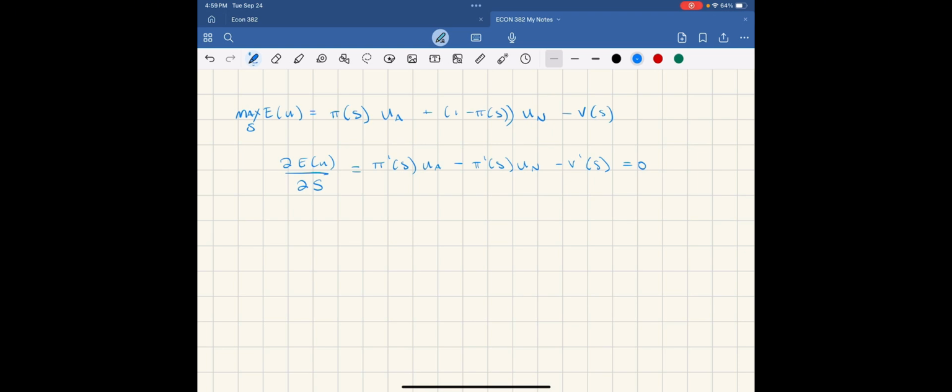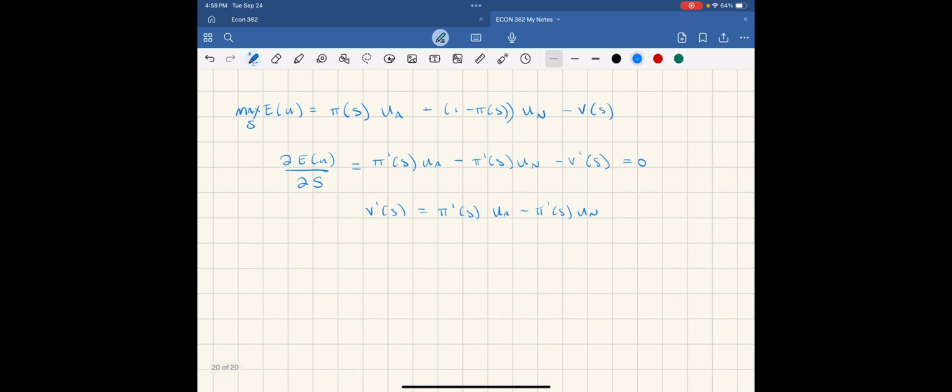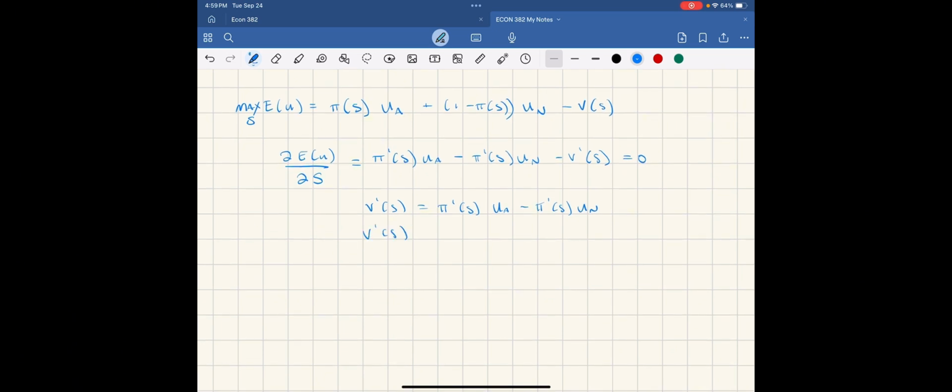So once we get that, we can then rewrite this equation by bringing the v prime to the other side. So v prime of s is equal to pi prime of s times the utility of accident, minus pi prime of s times the utility of no accident. We can factor out a negative pi prime. So v prime of s is equal to a negative pi prime of s times u_n, the utility of no accident, minus the utility of the accident. We flip those because we factored out a negative pi prime.